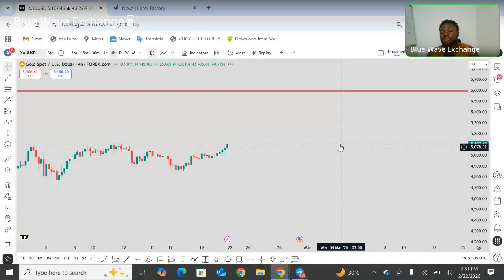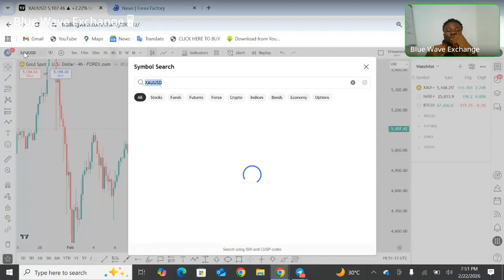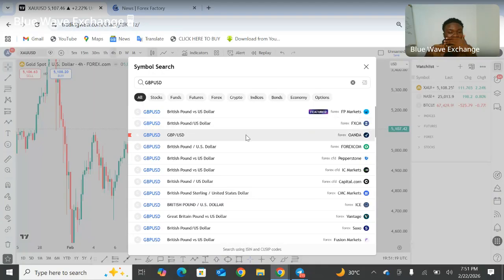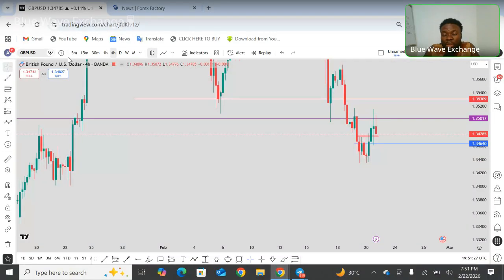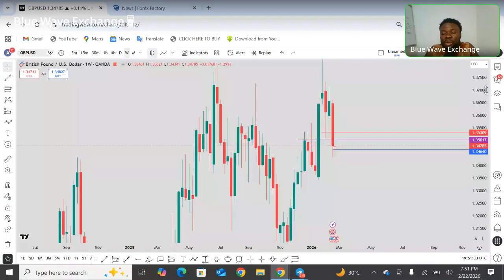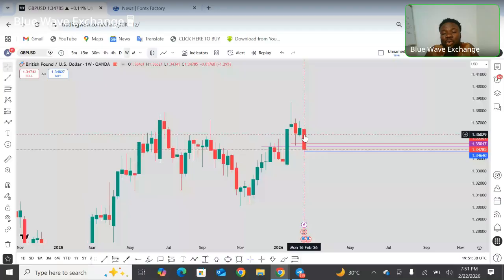Yeah, so at this point, that's what I'm expecting for gold. So let's check out GBP USD. Looking at GBP USD at the weekly time frame, the weekly close was a strong bullish candle. You get it? And this zone has already been filled, so the chances that price will fill this zone is very high.